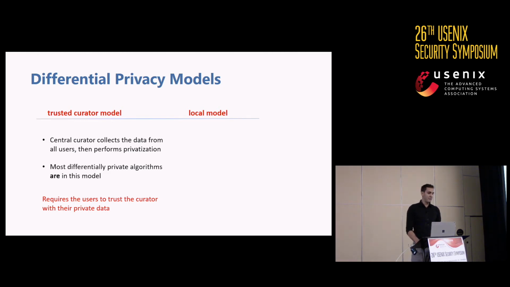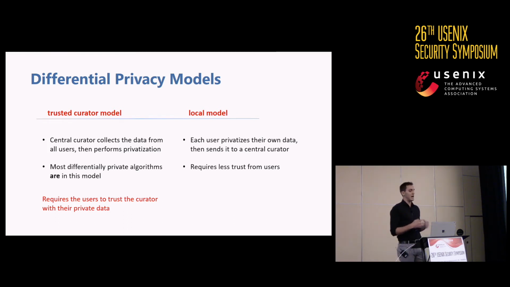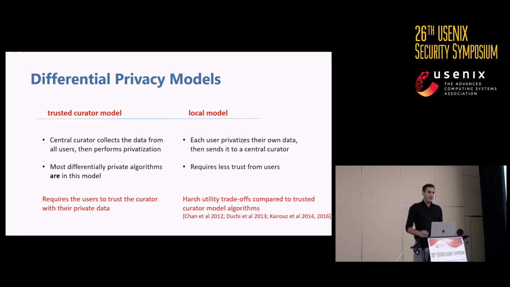So to address this drawback, the local model allows users to privatize their own data before sending it to a central curator. So the central curator only has access and operates only on this already privatized data. So any breaches at that point are on the privatized data and not on the user's actual underlying data. This obviously requires much less trust from the users with regards to that central curator. But experimentally and theoretically, it's been shown that there are some serious utility trade-offs when using local algorithms.